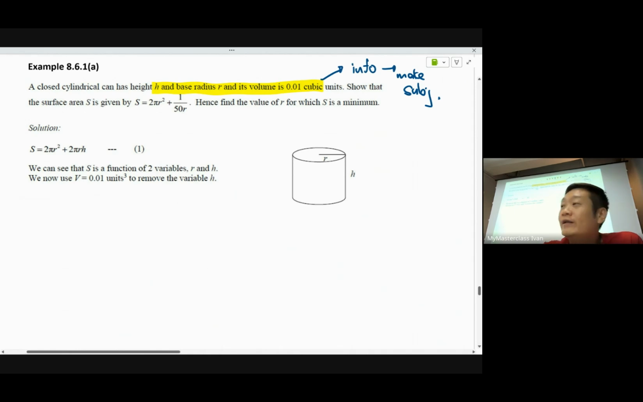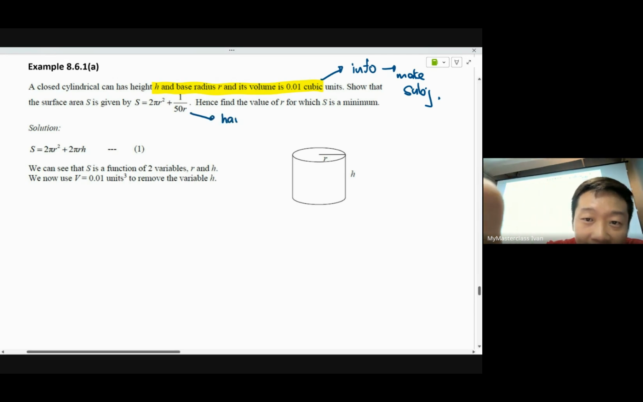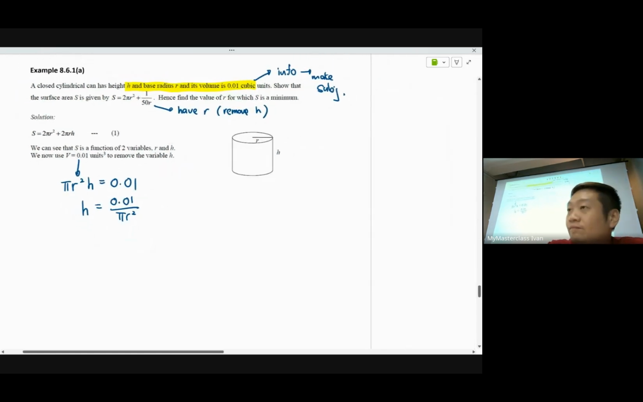The volume is equal to 0.01 units cube, right? To remove the H, because you see I have R, it means I need to remove H. Means H is the subject. So volume of cone, pi R square H is equals to 0.01. H equals to 0.01 over pi R square. Understand? Info is always used to make the subject. The one that you want to remove, always make the subject.